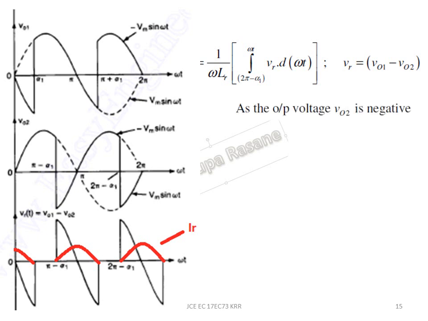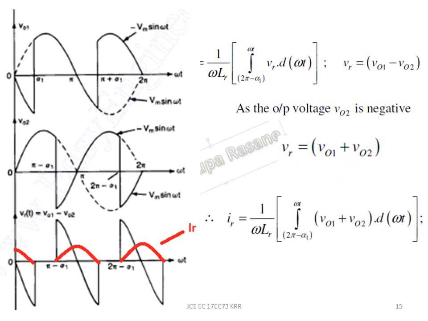As the output voltage V02 is negative, because we have inverted that second converter across the load, we can take the circulating voltage VR as V01 plus V02 instead of V01 minus V02. We can now write it as V01 plus V02. So substituting this value in this equation, I will get the IR, that is the circulating current, and it should be equal to this particular equation.